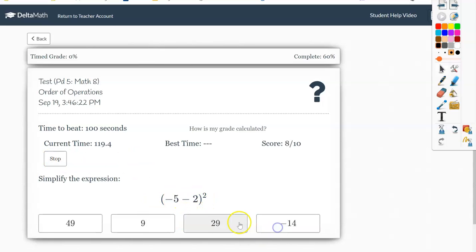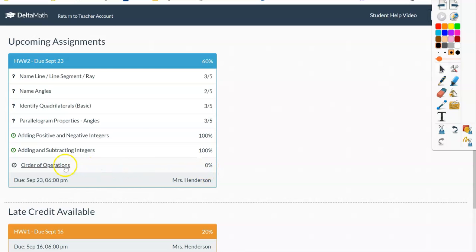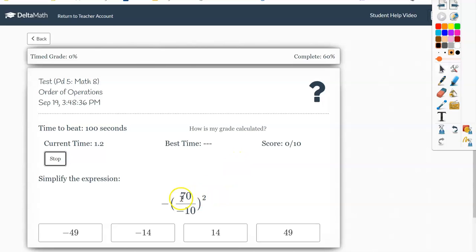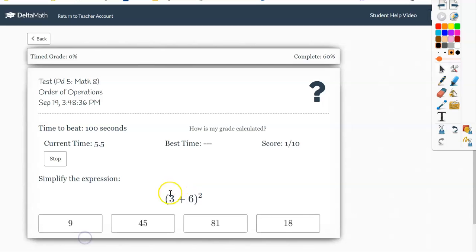5 squared is 25. -49. All right, so I'm going to stop. I'm going to go back. It gave me a 0 because I didn't do it in under 100 seconds. So I'm going to try again. So this is -7, 49, -49.